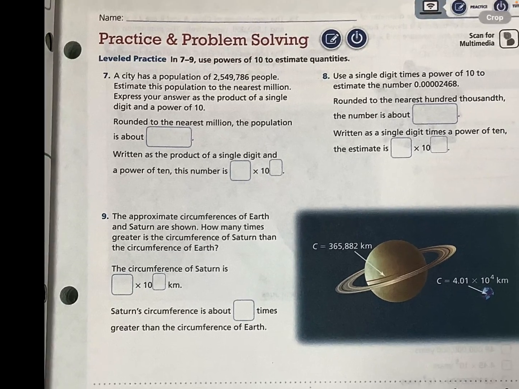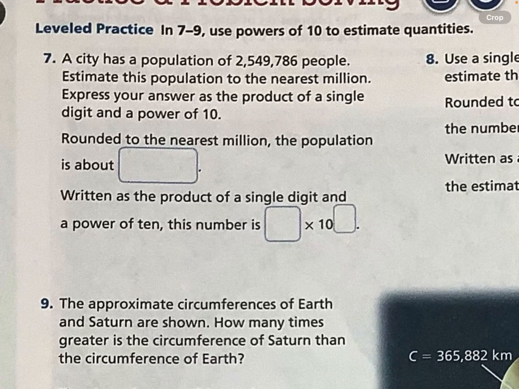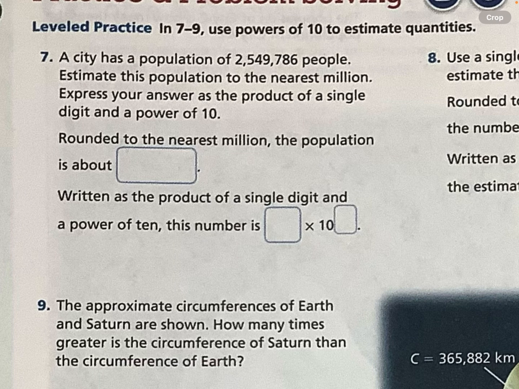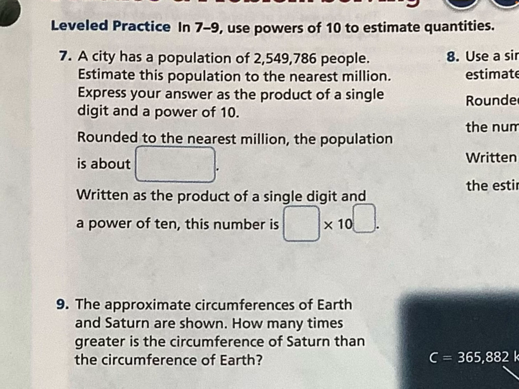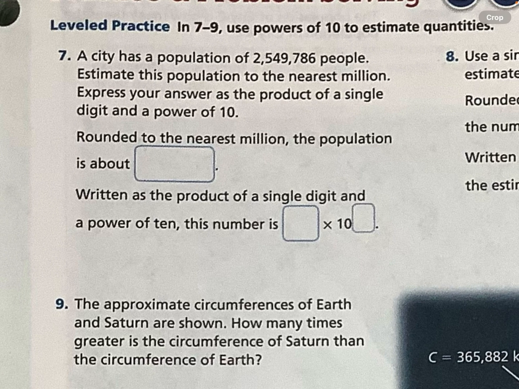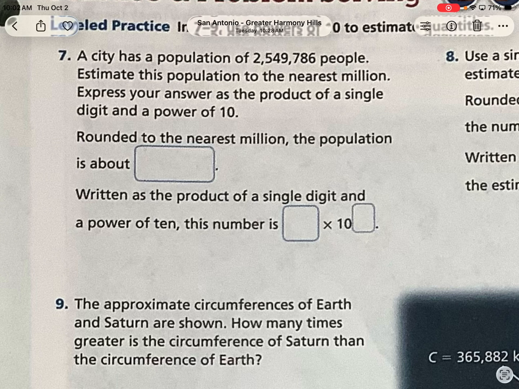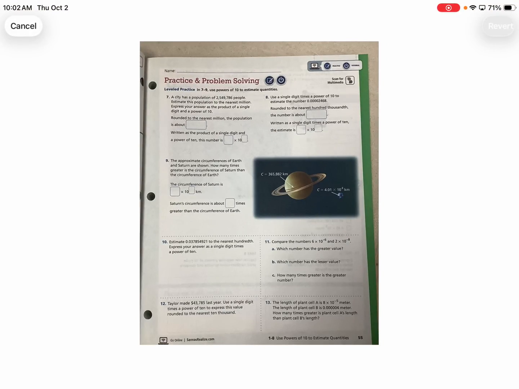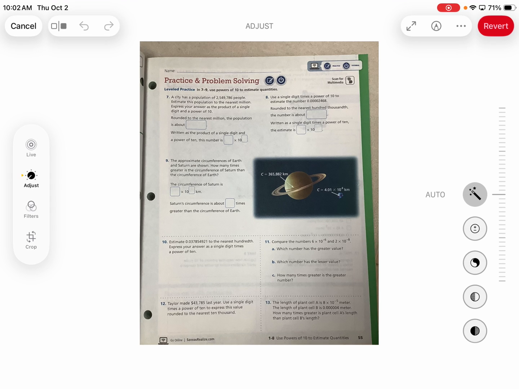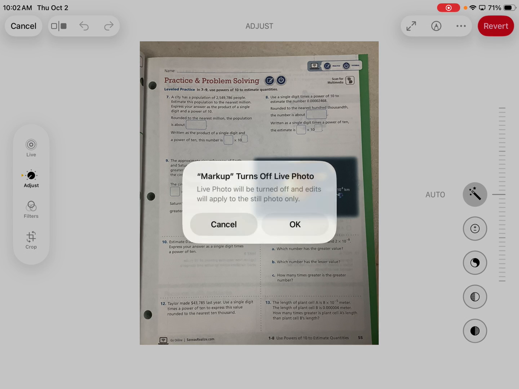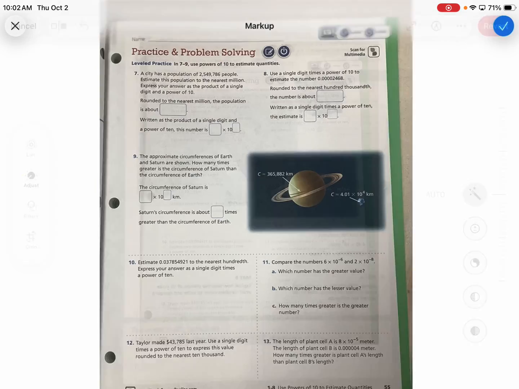So number 7. A city has a population of 2,549,786 people. Estimate this population to the nearest million. To the nearest million. Express your answer as a product of a single digit and a power of 10. Okay? Round to the nearest million.